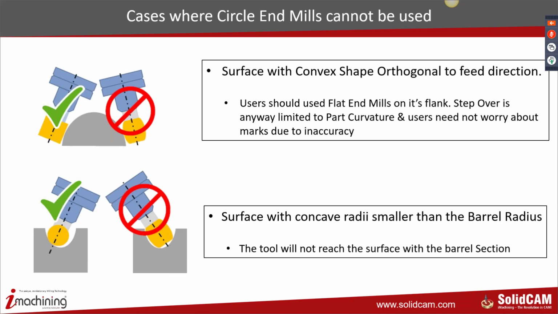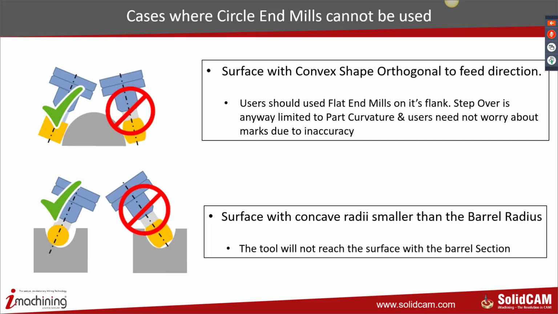Now, as we know, not everywhere you can use circle end mills, there are certain situations where circle end mills or barrel tools cannot be used. One situation is when you have a surface with convex shape off the bottom feed direction. Here, you should always use end mills on its flank. Step over is anyway limited to the part geometry, so you cannot take a bigger step forward with a barrel end mill, so you don't have to worry about the mass between them. You are anyway going to take a small step over.